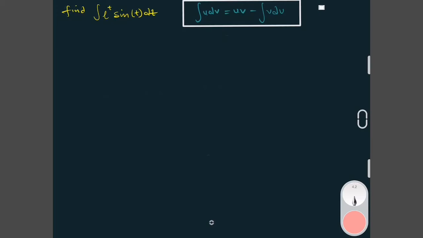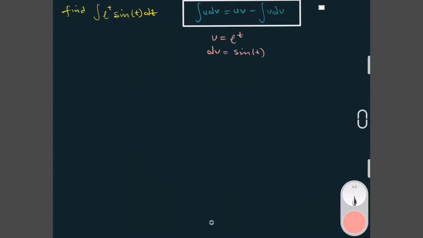So what do we make our u and what do we make our dv and our v? Well, we see e to the x, the derivative of e to the x is just e to the x. So in choosing your u and your dv, we want to choose u and dv that are going to simplify the problem. So if we were to pick, say, u equals e to the t, right? And dv equals sine of t.